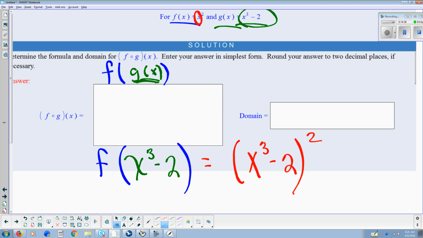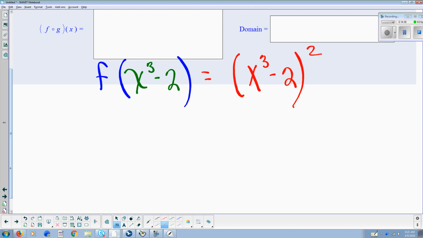Okay, so when I square a binomial, it says I have to simplify my answer. I'm going to take that binomial, multiply it by itself, so that is foiling it with itself. So x cubed minus 2 times x cubed minus 2.